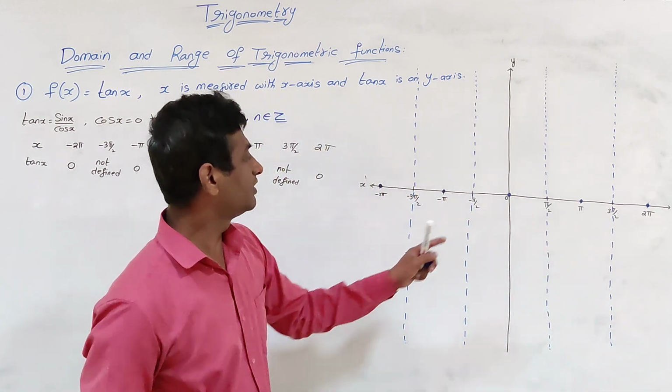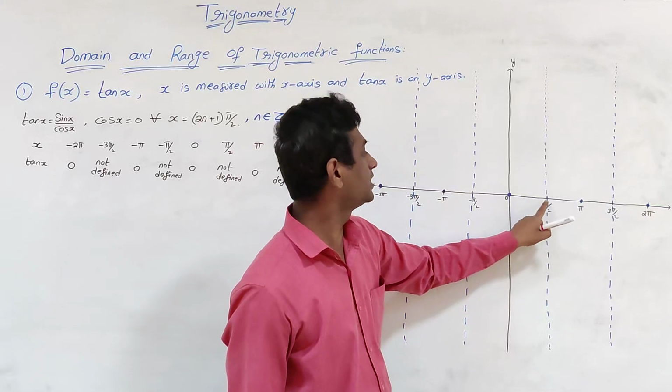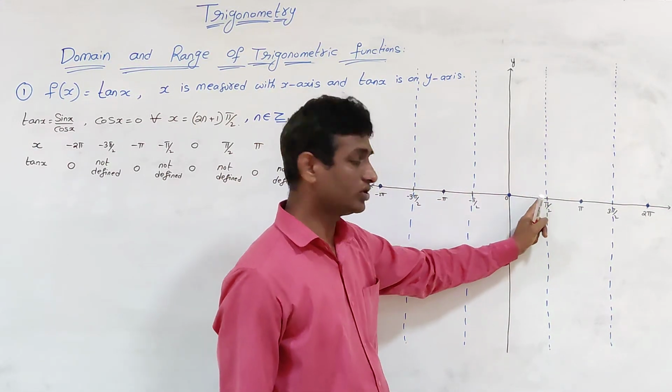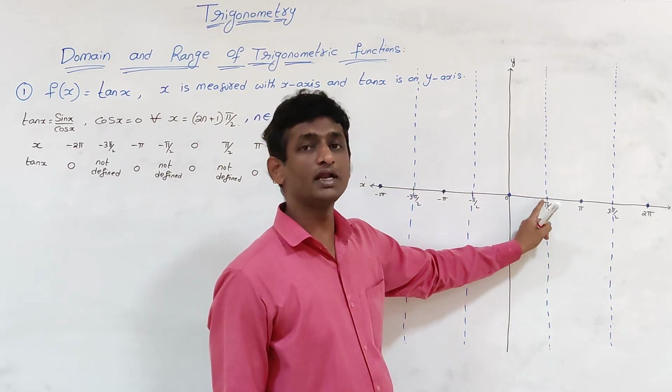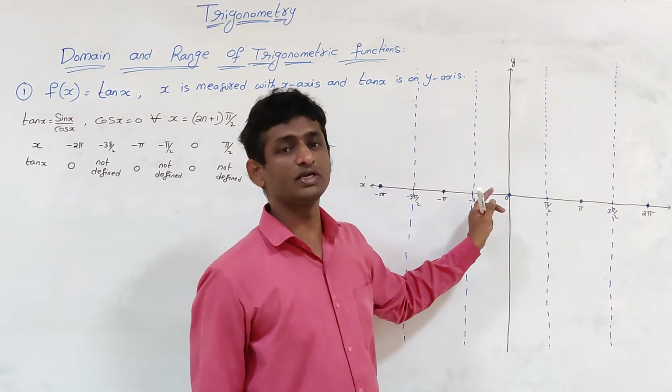So what is happening when tan 0 is 0? If we move slowly and reach pi by 2, pi by 2 is not defined, but before that, at 89 degrees, 89.999 degrees, it is also defined. And let's see the shape of the graph.